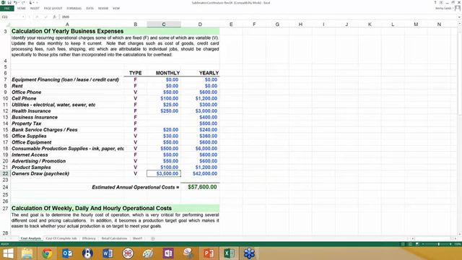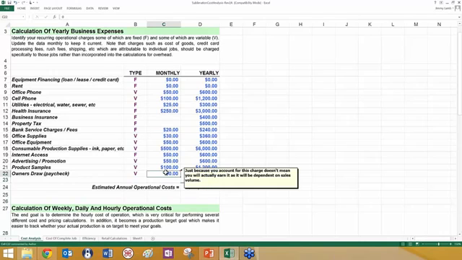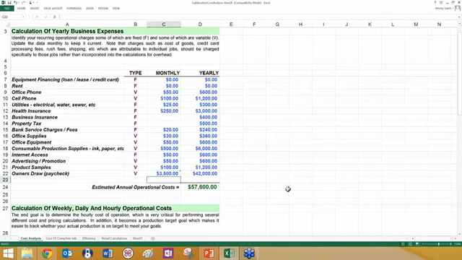I have it at $3,500 a month. I'm going to put 0 in there just for a minute and watch the numbers in green change. So my overhead just dropped to $15,600 per year. So by not paying me, hey, my overhead just really goes down. But what good was that, right? So I put the $3,500 back in. So my estimated annual operational costs here are $57,600.